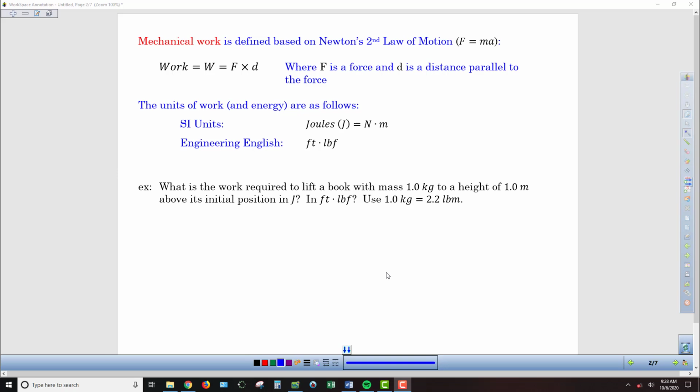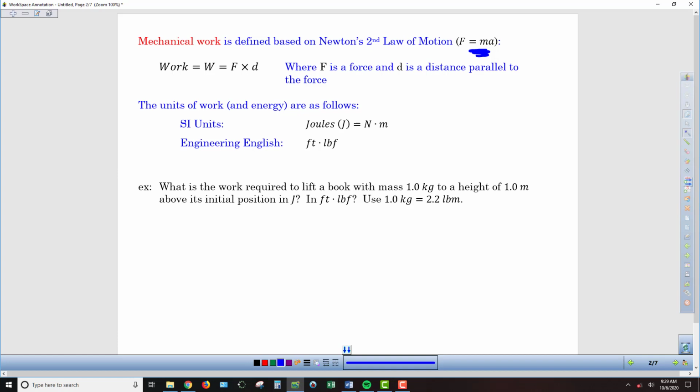Now, mechanical work is defined based off of Newton's second law, so F equals ma. And so we define mechanical work as being a force times the distance along which that force is being applied. And so the force and the distance are parallel to each other. So whatever the orientation of the force is, the distance is going to be measured parallel to that force application.